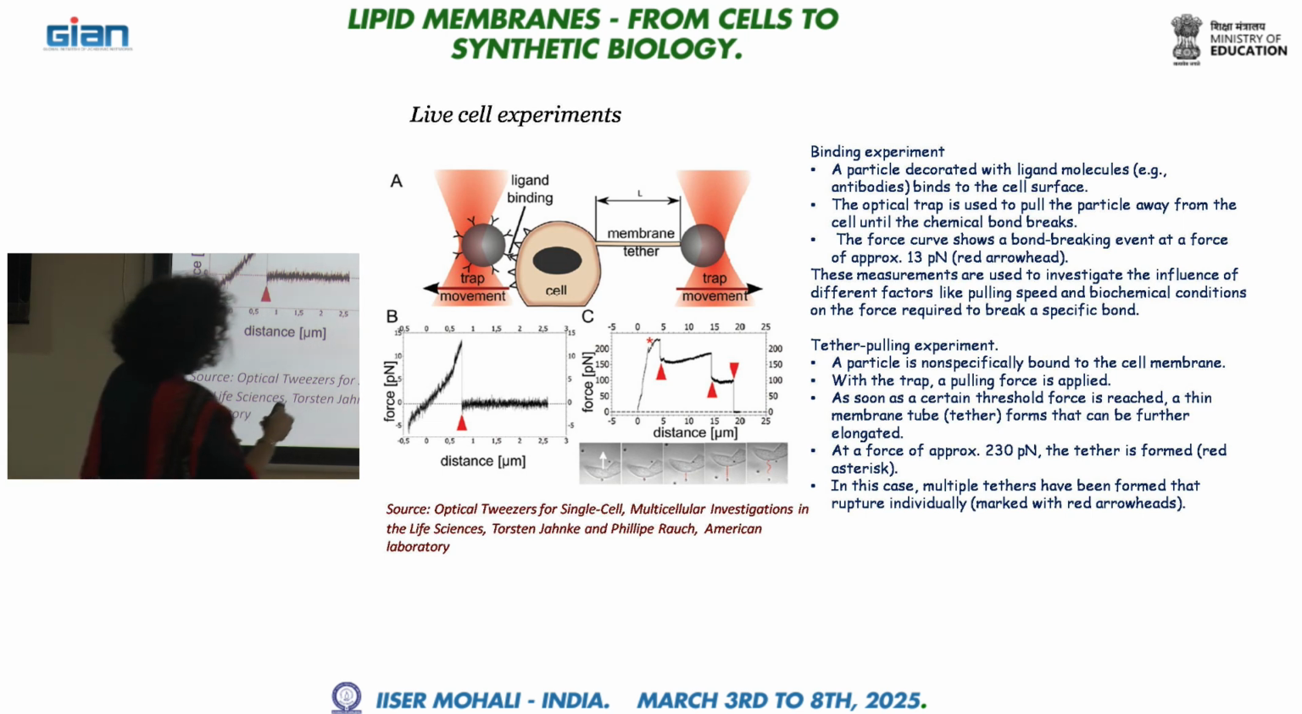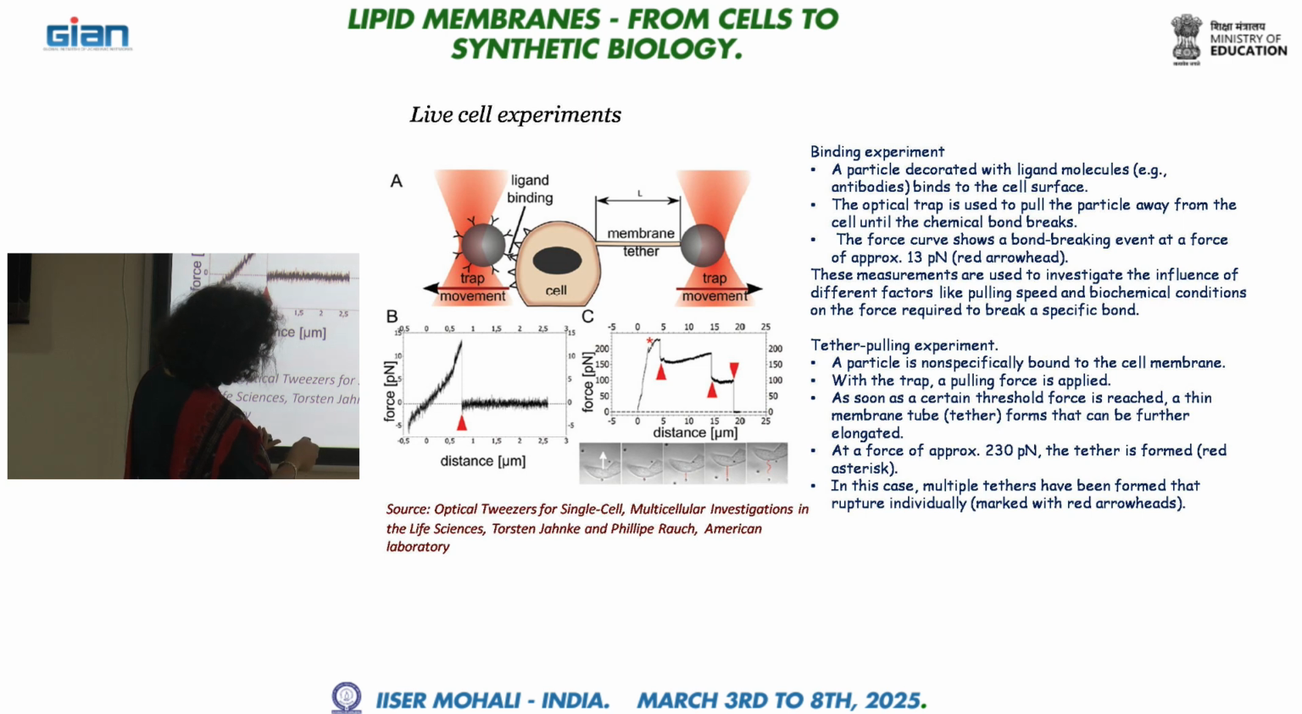The other thing that could be done is essentially over here, this is another experiment which has been just shown in the same slide. You could have a bead which is basically pulling a part of the membrane along with it. So this is basically a tether which is formed, and the tether is being pulled away. The trap is moved in this particular direction. And this is the force distance curve which has come out of this.